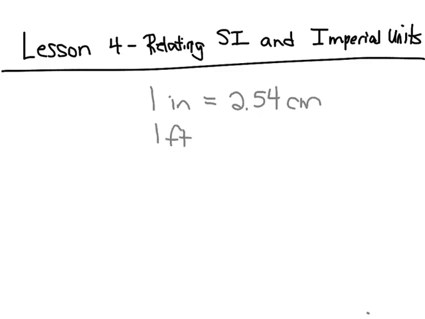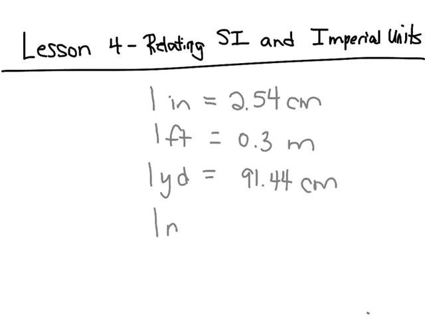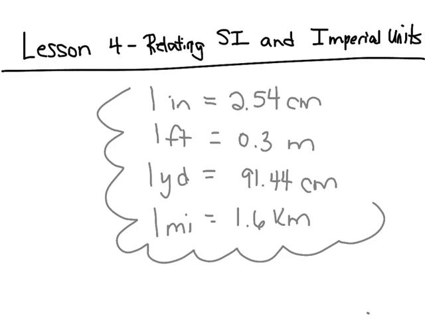1 foot is 0.3 meters. 1 yard is 91.44 centimeters. And 1 mile is 1.6 kilometers. These 4 are the most important, and they're the ones we'll use the most.